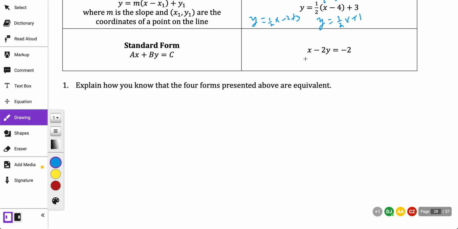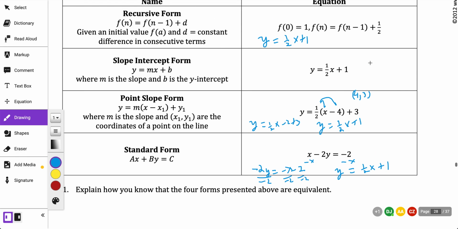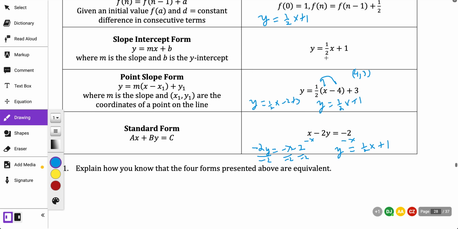But same idea, I can convert this into slope-intercept form by subtracting x on both sides. This would give me negative 2y is equal to negative x minus 2. And when I divide each and every term by negative 2, this would give me then y equals positive 1/2 x plus 1. So explain how you know how all the forms represented above are equivalent. So that's why I was solving these up above here. You basically can convert them all into any form, but we converted all these into slope-intercept form.